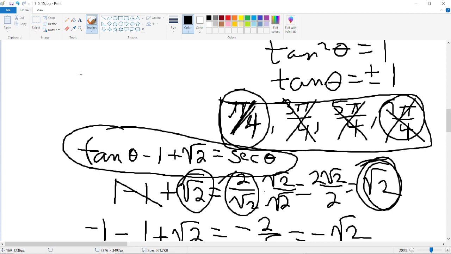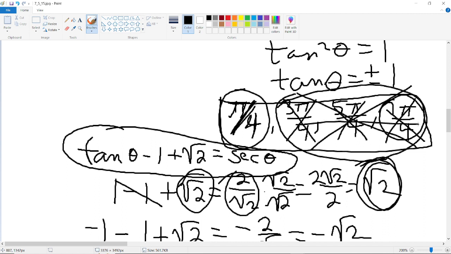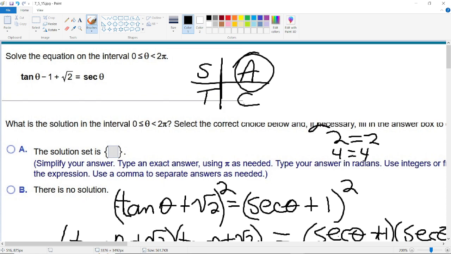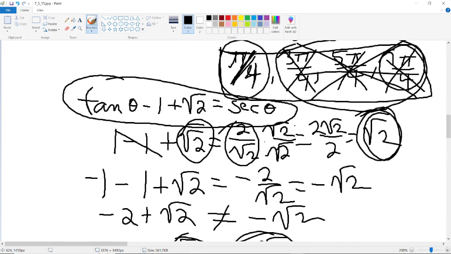Weird one. Not quite sure. I'd have to look at it some more to see why we can't drop those immediately or do a manipulation that doesn't come up with those. But if we plug all our answer choices back in, which you should do anyway, you will find that only pi over 4 works. And you can verify that with Wolfram Alpha by typing in this equation. So there's your answer for number 15: pi over 4.